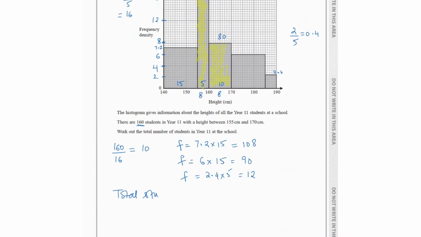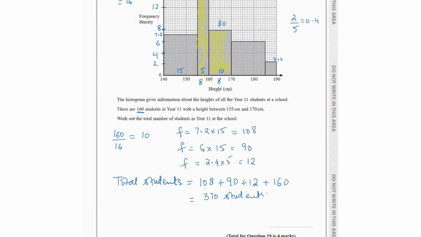So total students are going to be, and the given 160 gets added as well, 370 students. That is your answer. Then moving on to the next question.